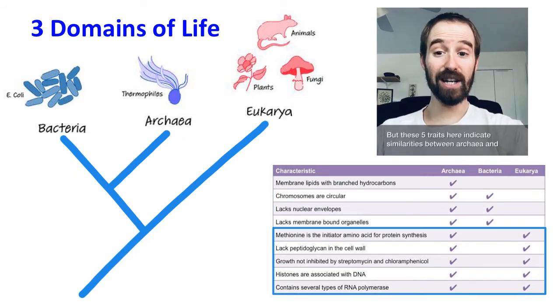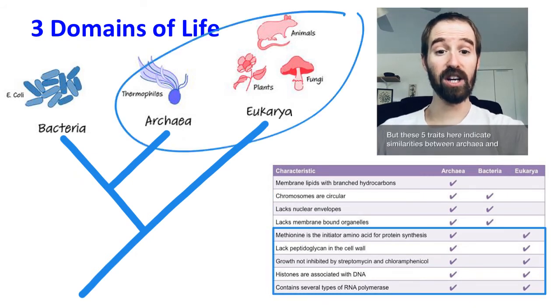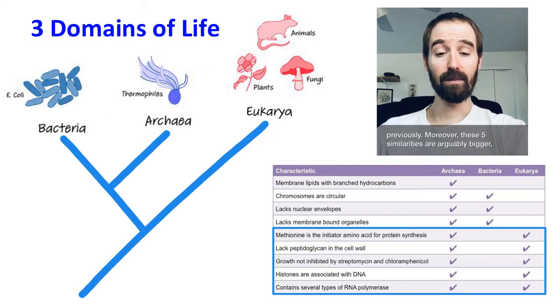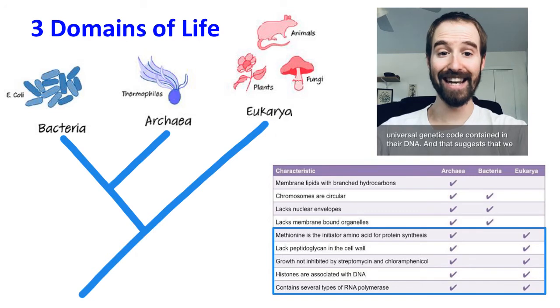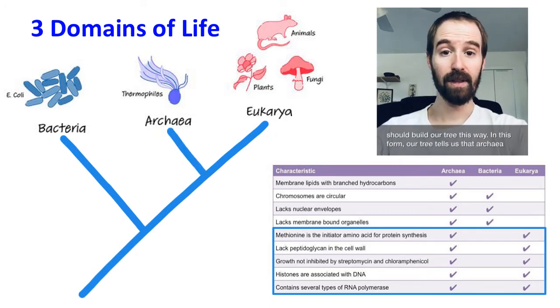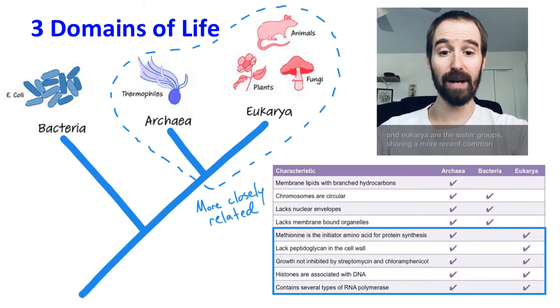But these 5 traits here indicate similarities between archaea and eukarya, and 5 similarities is more than the 3 similarities we identified previously. Moreover, these 5 similarities are arguably bigger because they have to do with how these cells read, replicate, and act on the universal genetic code contained in their DNA, and that suggests that we should build our tree this way. In this form, our tree tells us that archaea and eukarya are the sister groups, sharing a more recent common ancestor than either group shares with bacteria.